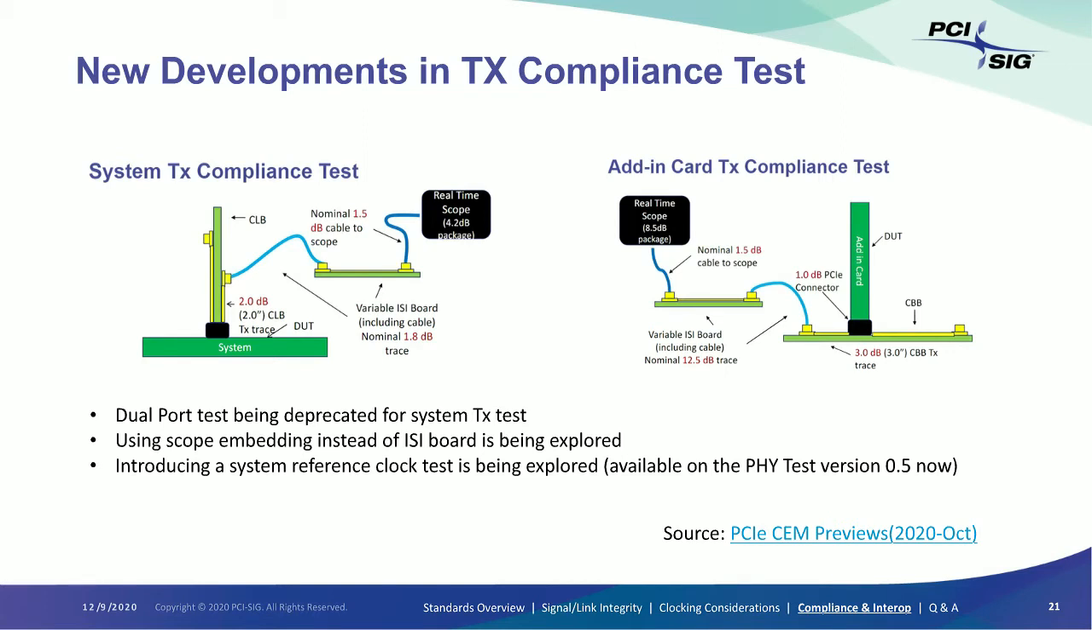And lastly, the system reference clock test is being explored. So you can look at the PHY test version 0.5 now, and it discusses some of the outlines for what a reference clock test setup and methodology would look like. Right now, there's some TBD on what the actual specifications would be, but more details are expected in version 0.7 of the PHY test.